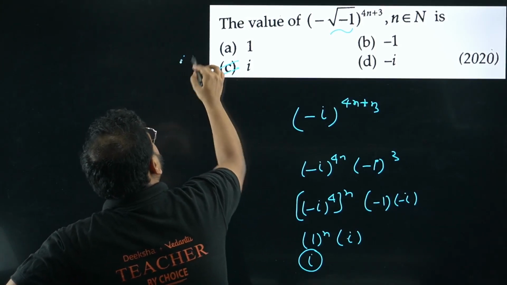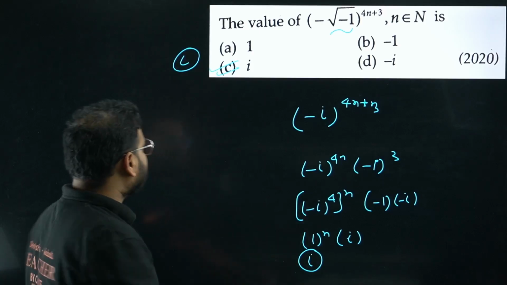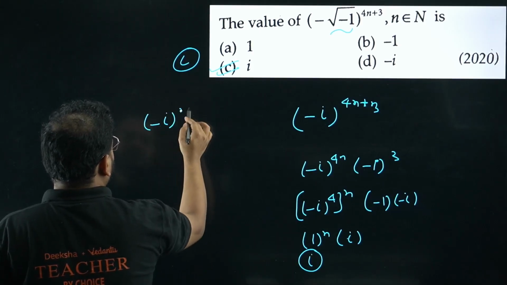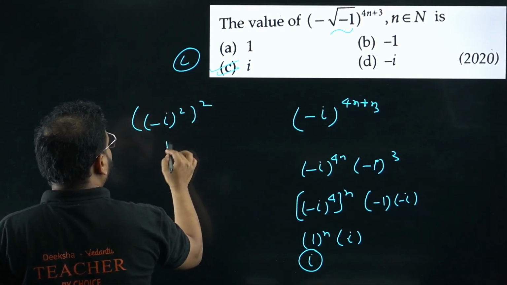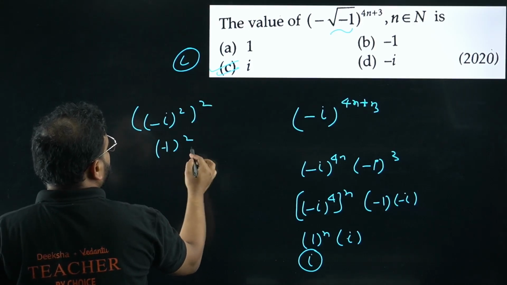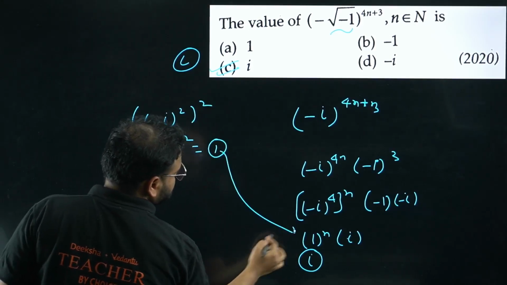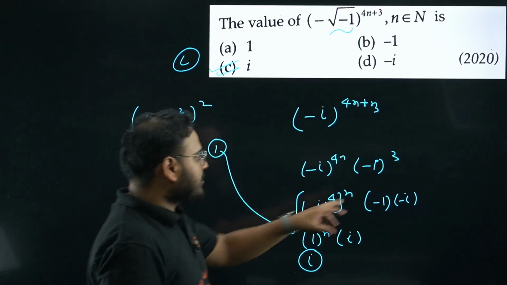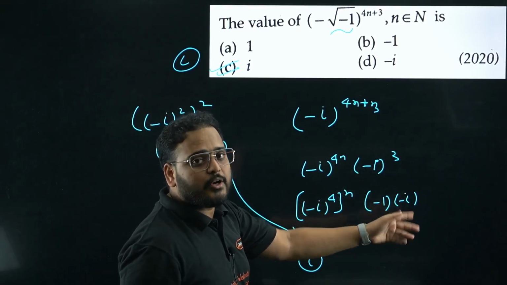Option C is correct. I can show you minus i square the power 2, which becomes minus 1 power 2, simply 1. That's what I've written over here, simply 1 power n. What about this? I can write this as minus i the square into minus i.